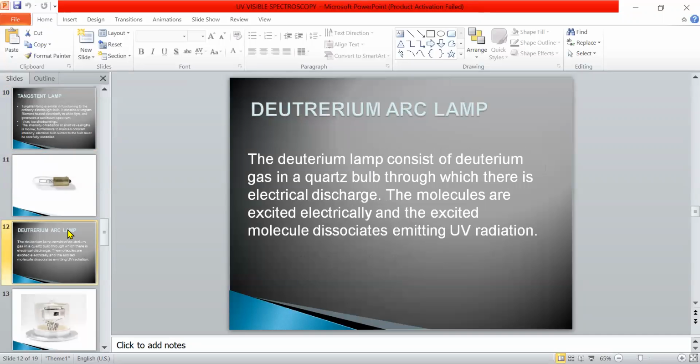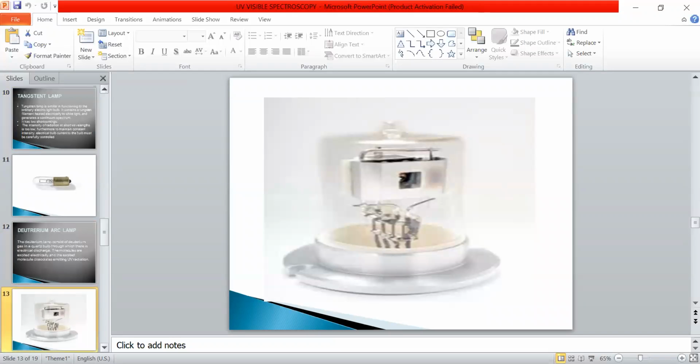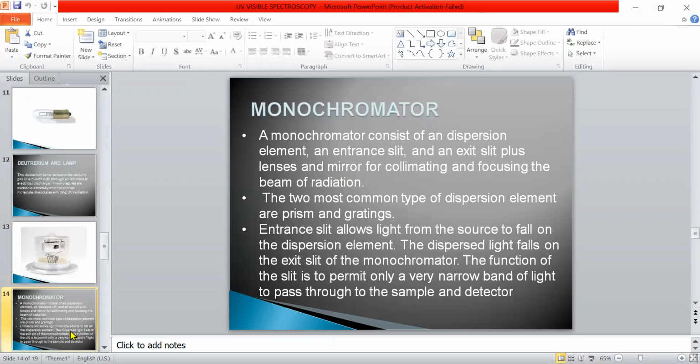Now, the deuterium arc lamp. The deuterium lamp consists of deuterium gas in a quartz bulb through which there is an electrical discharge. The molecules are excited electrically and then the excited molecules dissociate, emitting UV radiation. Here is the diagram.